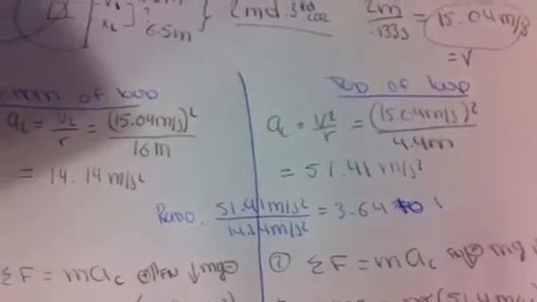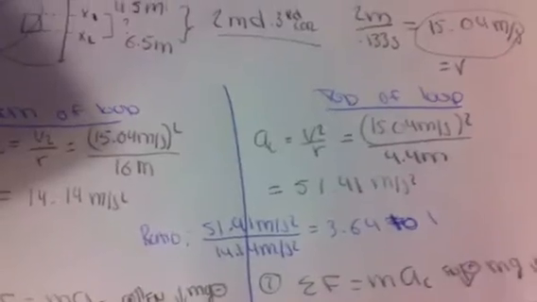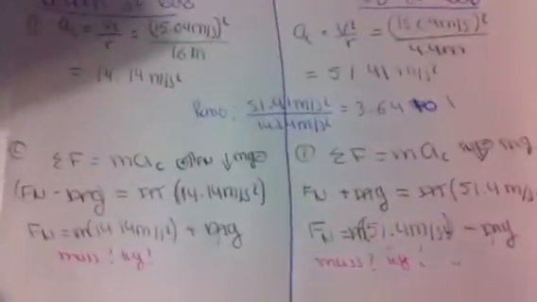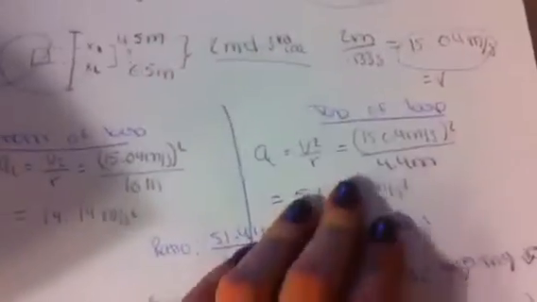Surprisingly, I figured that the bigger circle was going to have bigger centripetal acceleration. But we're just measuring the top and the bottom. So, anyways, this was a little bit surprising to me, but this is what I got.